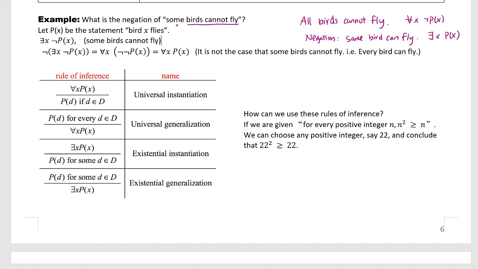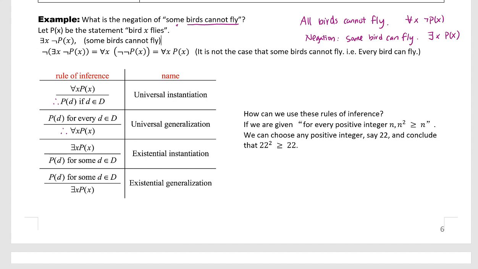Next, if we have P of d for every d in the domain, then we can say, therefore, for all x, P of x. I forgot to put the three dots. This is the universal generalization.